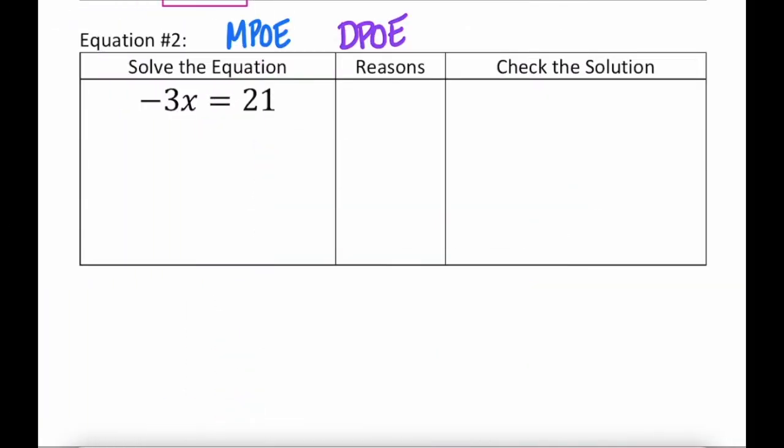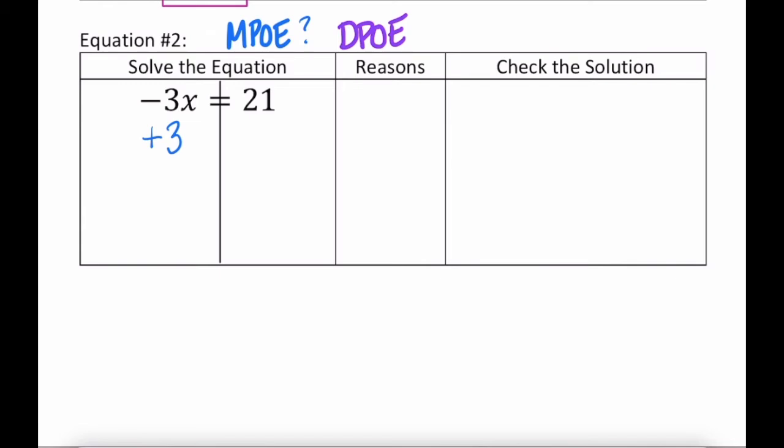Let's take a look at equation 2. Negative 3x equals 21. Again, I start by putting the line down the middle of my equals sign. All right, let's see if MPOE is going to solve this equation, multiplying. Now, one thing I noticed is that this is a negative 3. So normally what we think is to go in there and add. As soon as you see minus, you think add.